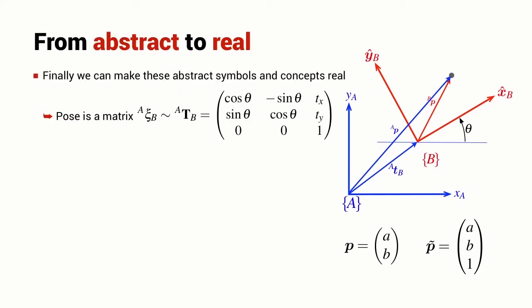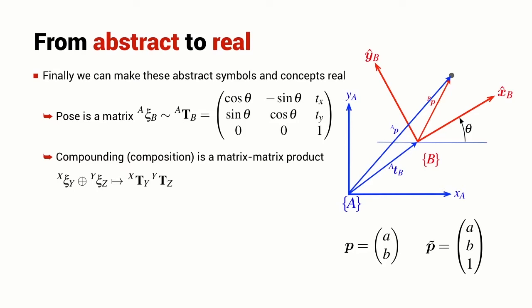Finally, it's time to start making these abstract concepts real. Pose is just a matrix. Where we had the symbol psi before, we could substitute that with this 3x3 homogeneous transformation matrix. When we talk about compounding or joining two poses together using the O plus operator, that is exactly the same as multiplying these two homogeneous transformations. We use the O minus operator to indicate the negation of a relative pose, and that is simply the inverse of the homogeneous transformation matrix.